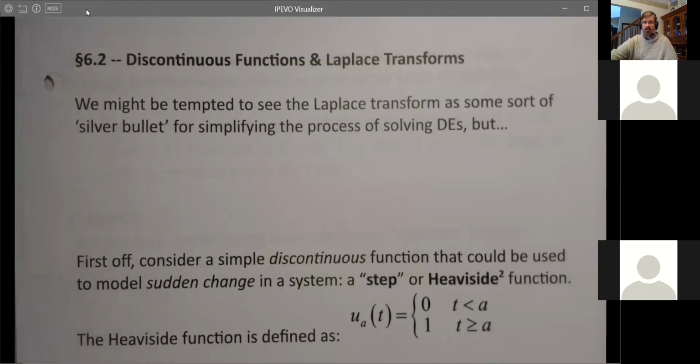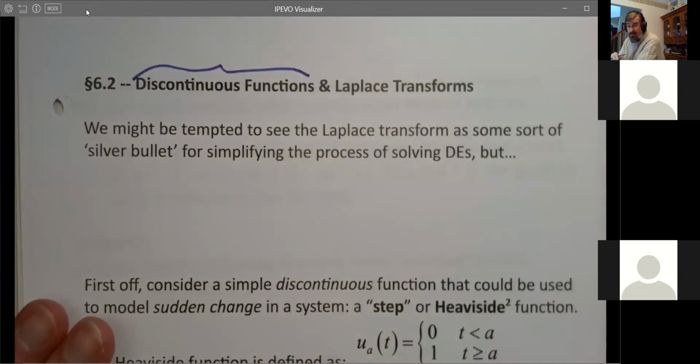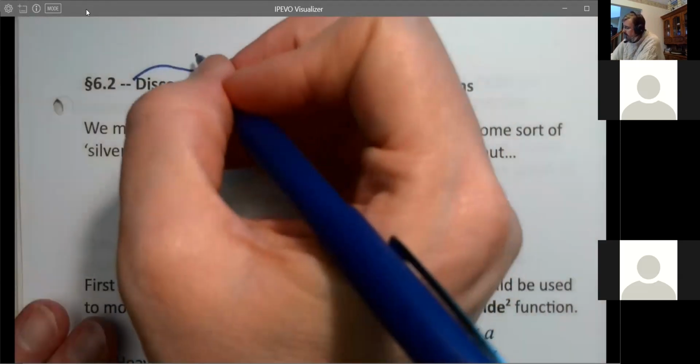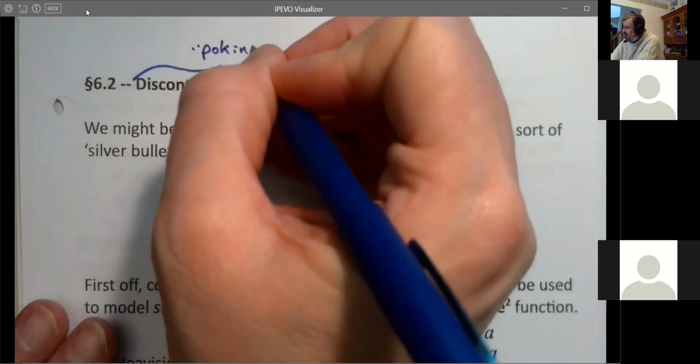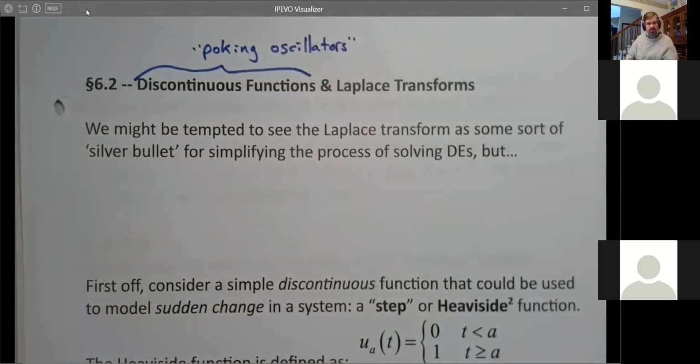So this section introduces some big ideas for being able to deal with discontinuous functions and why the Laplace transform is really, really handy for this. I want you to think of the discontinuous functions as poking oscillators. Just like that question on the exam where I said you have a little piston that just pokes the oscillator every once in a while. It doesn't push and then pull and then push. It just pokes it every once in a while. What would that mean?